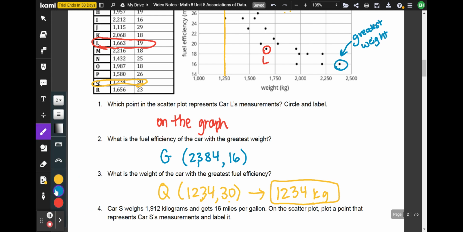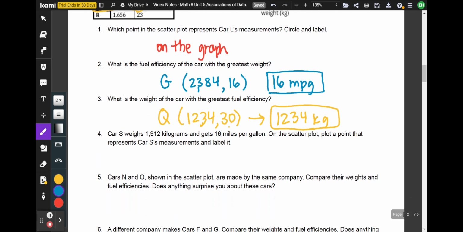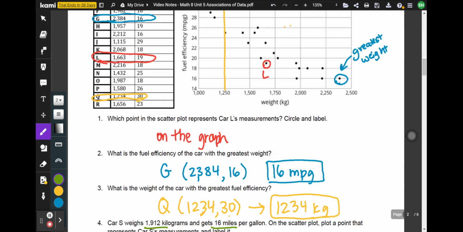And for number 2, I forgot to tell you that the fuel efficiency is 16 miles per gallon. That's the direct answer for number 2. All right, number 4, car S weighs 1,912 kilograms and gets 16 miles per gallon. On the scatter plot, plot a point that represents car S. So car S is not actually on the chart, so we're going to add it now ourselves. So we're looking for 1,912 and 16 miles per gallon.